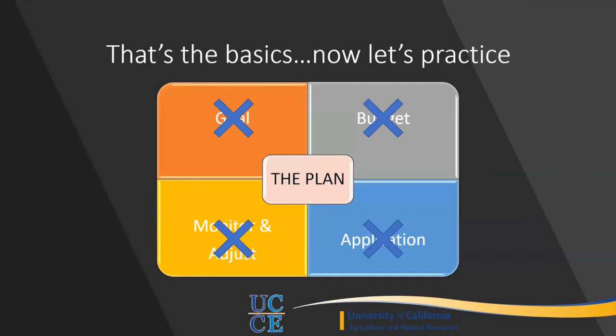By now, you should be familiar with all four of the components that make up a nutrient management plan. Now we can move on to actually putting one of these components into practice. We're going to go through an example of how to create a nitrogen budget for a silage corn crop.